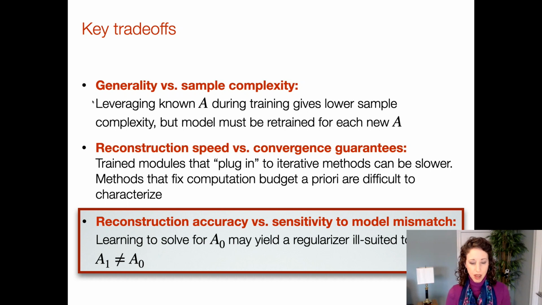Finally, there's a trade-off that I want to give a little bit more detail to on reconstruction accuracy versus sensitivity to model mismatch. So in particular, you could imagine taking a learned neural network and then trying to use it in a context for which it wasn't necessarily designed. And the question is, what kind of effect does that have, and can we mitigate any challenges associated with it?